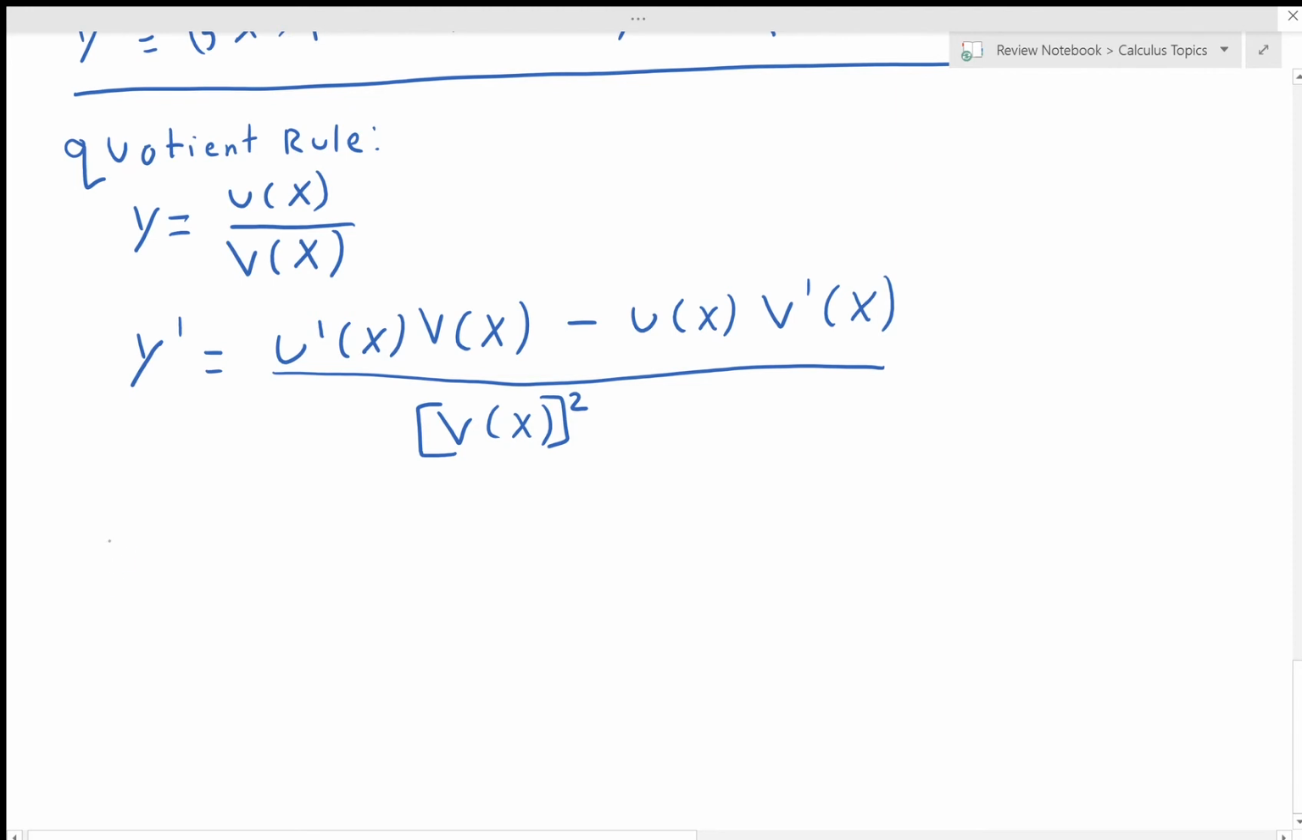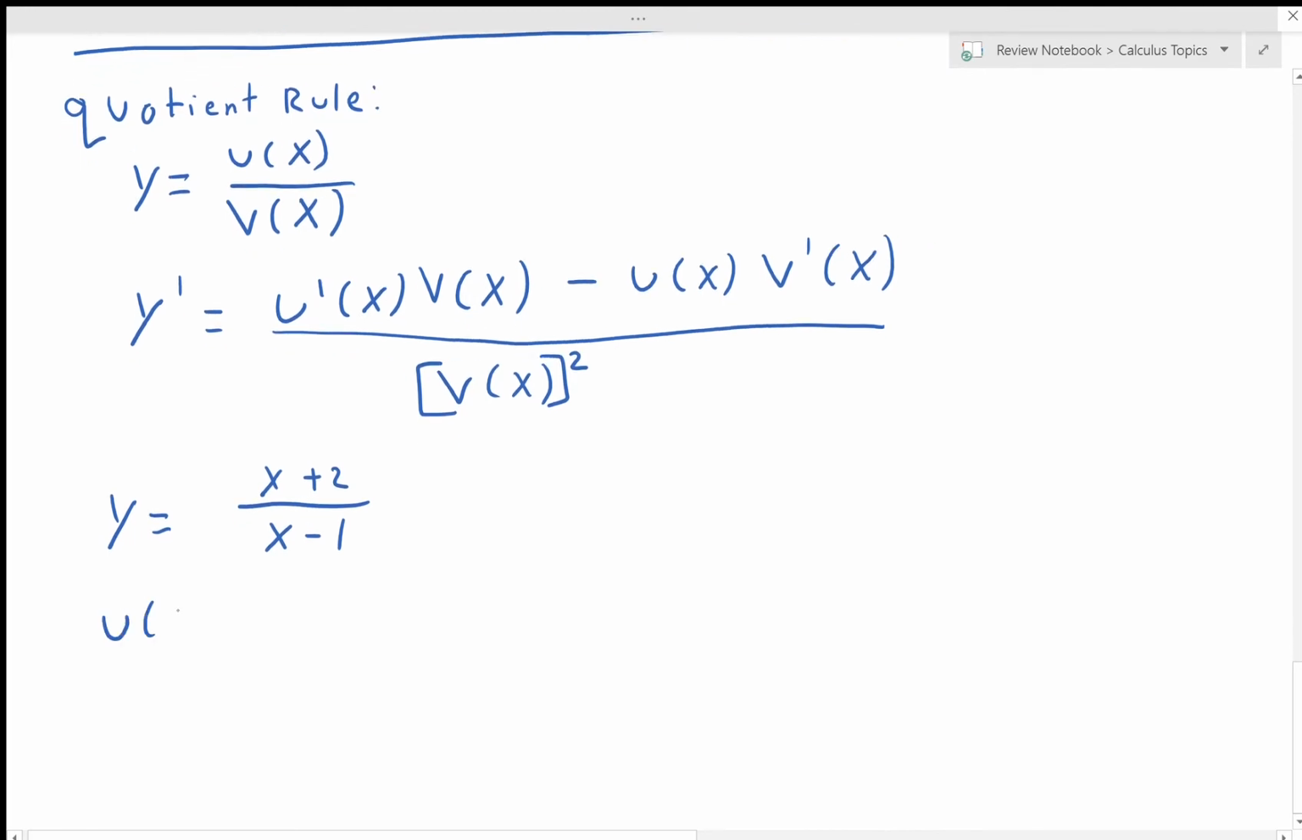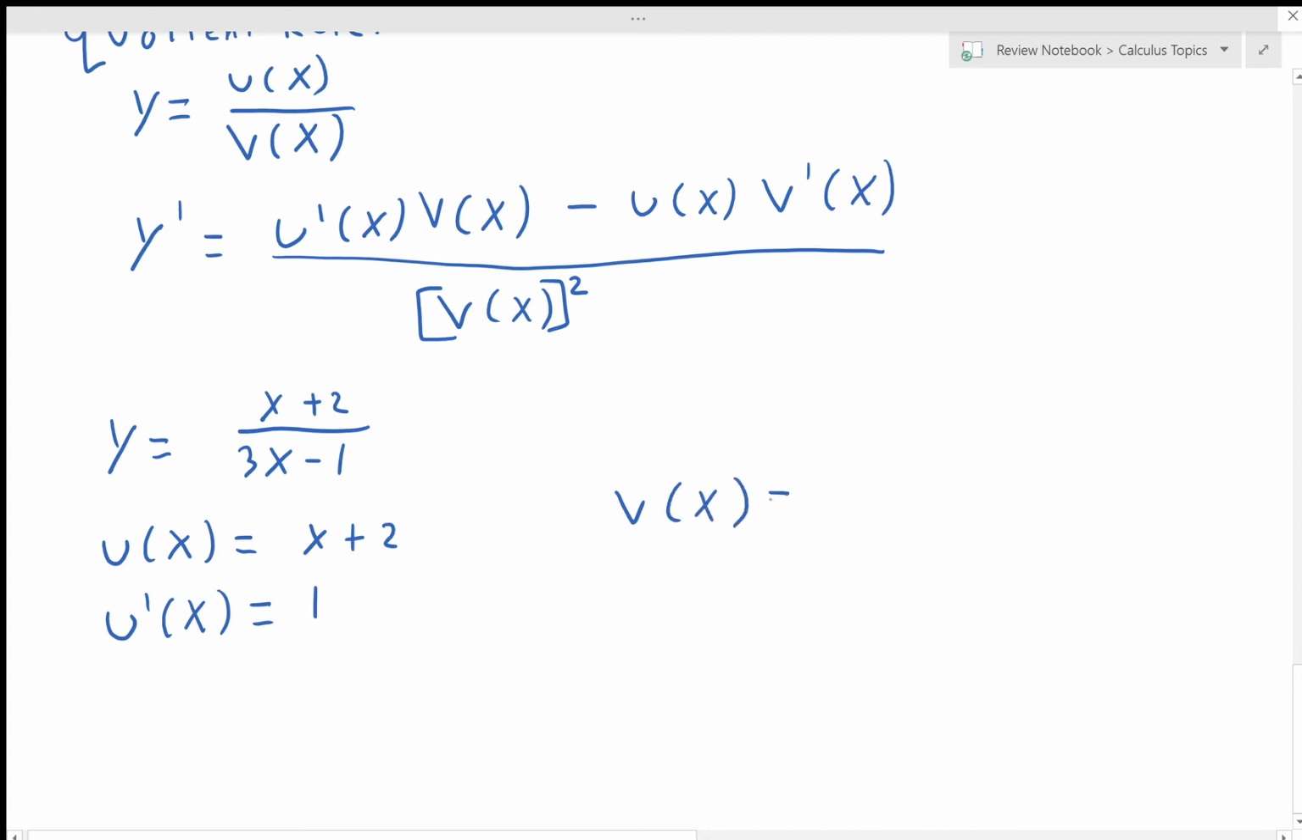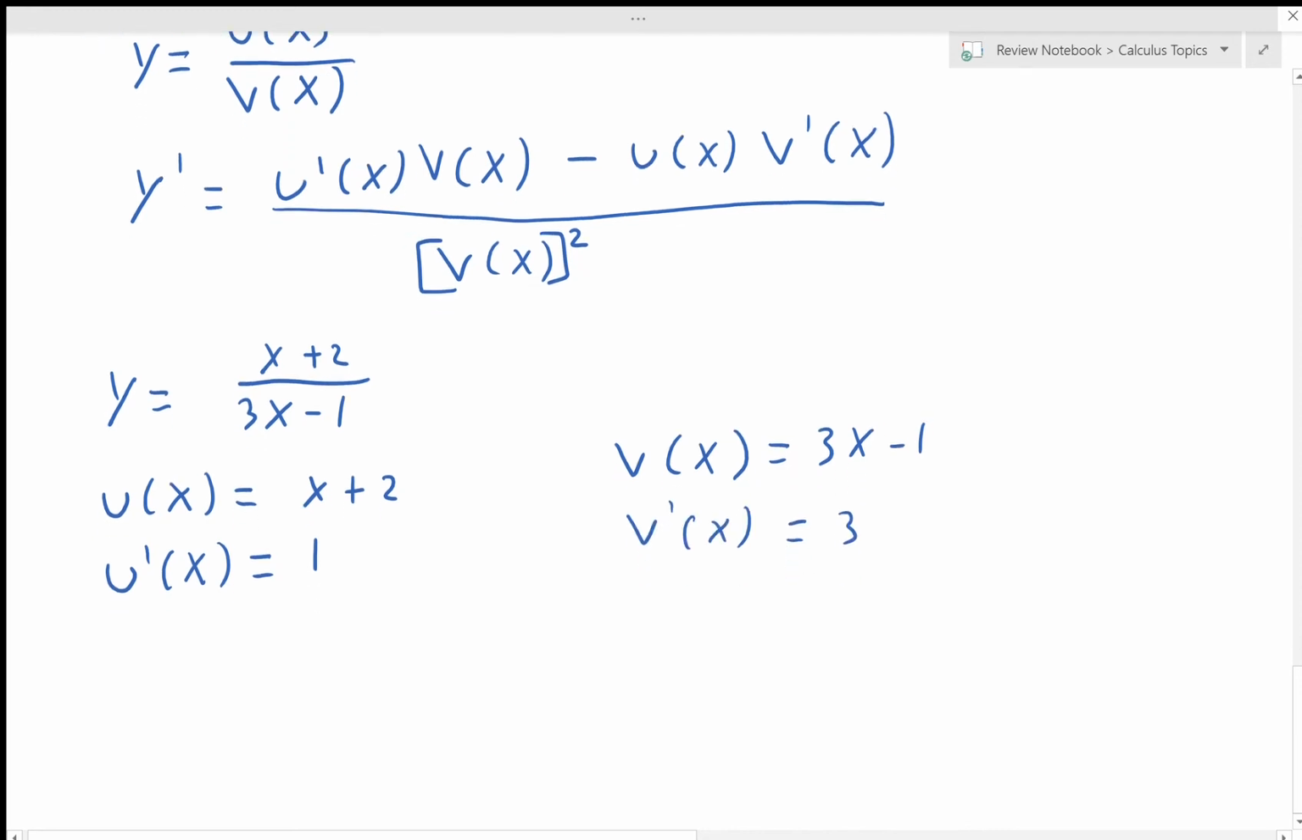So we have y equals, something maybe x plus 2 over x minus 1. Again, I wanted to find my u of x, which is just x plus 2. And yet we're going to put x plus 2 over 3x minus 1, make it a little more interesting. So my derivative here is just 1. V of x is 3x minus 1. So v prime of x is 3. So I have everything I need.